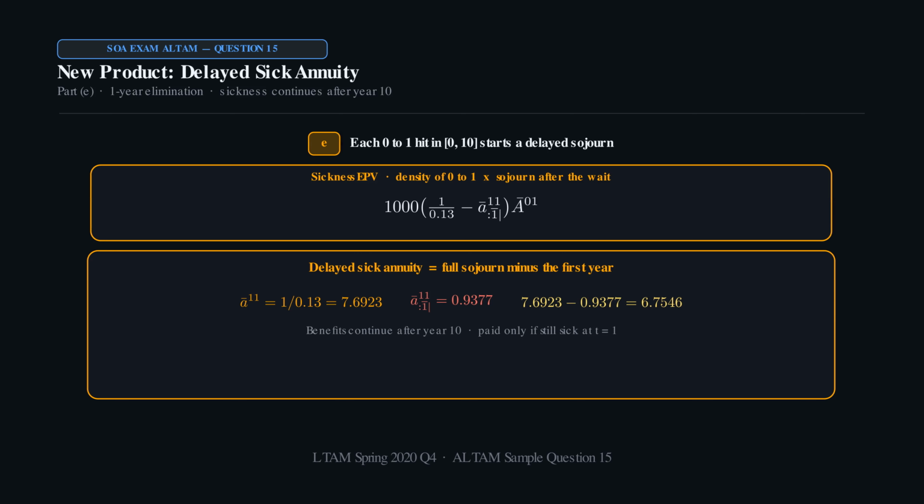Part E changes the product. Each healthy to sick hit in the first 10 years starts a delayed sojourn. The sickness expected present value is 1,000 times 1 over 0.13 minus the 1-year sojourn annuity times A-01. Benefits can continue after year 10 once the 1-year wait is over.